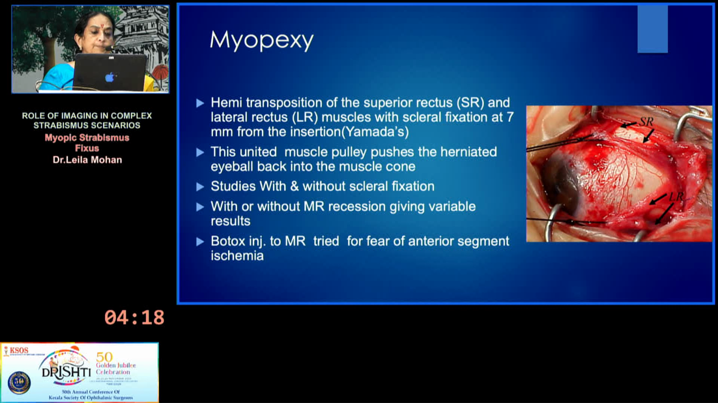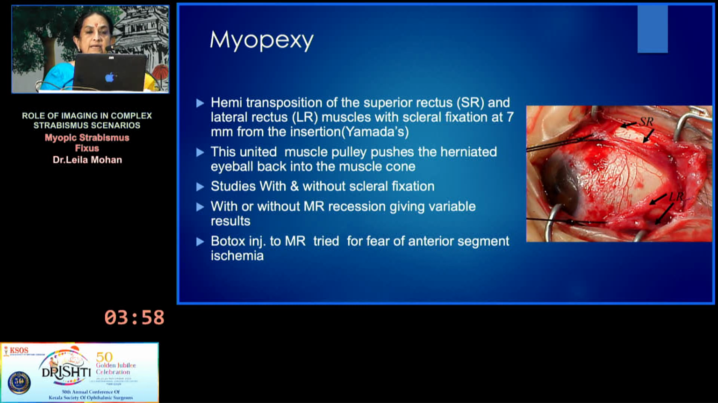A hemi-transposition of the superior rectus and lateral rectus with scleral fixation at 7 millimeters from the insertion was proposed by Yamada. All these gave some good results, but not in all cases, and this unites the muscle pulley and pushes the herniated eyeball back into the muscle cone.